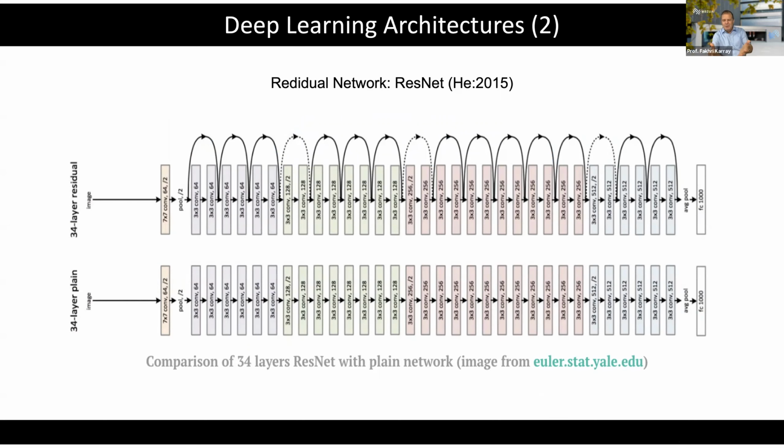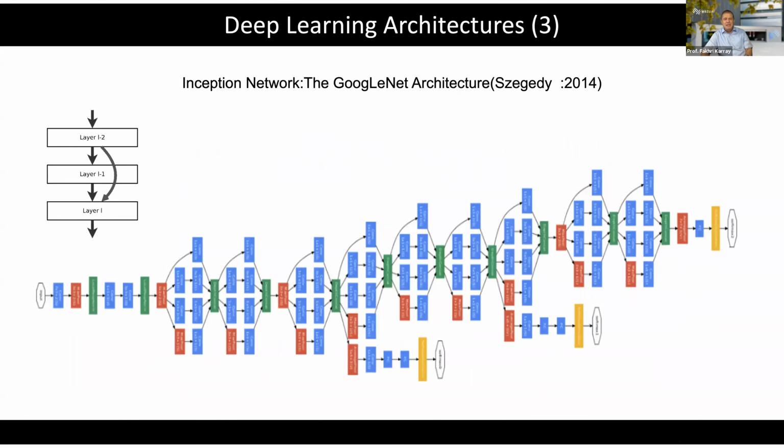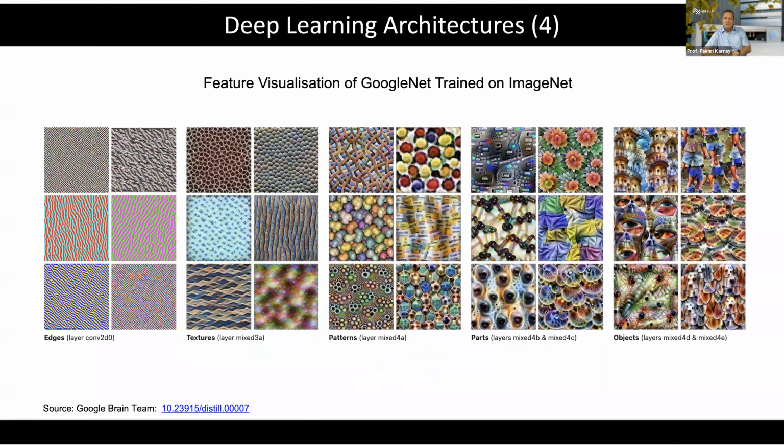I'm showing you here, taken from certain images, major types of neural networks that have been proposed in the literature and provided by a number of researchers. This is the residual network, known as ResNet, which was discovered by He in 2015. Then there is the GoogleNet architecture by Szegedy, and there is also the feature visualization of GoogleNet trained on the ImageNet system.